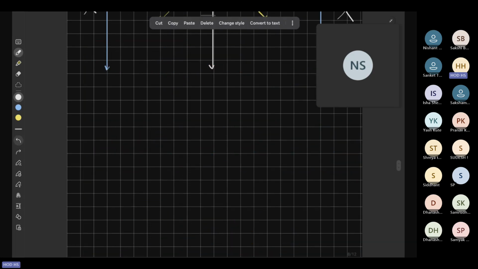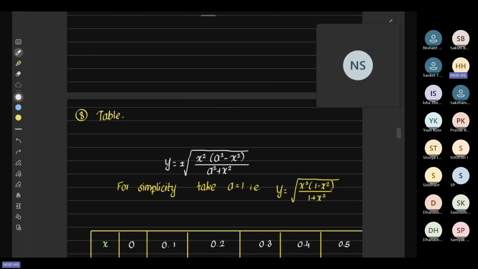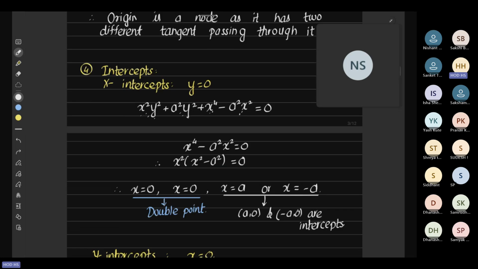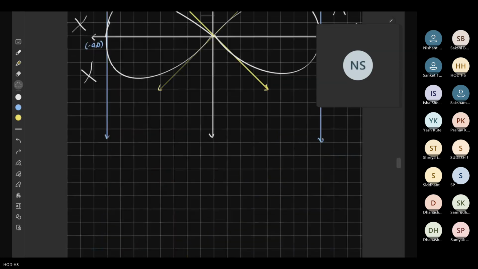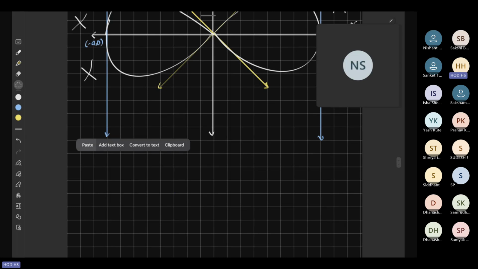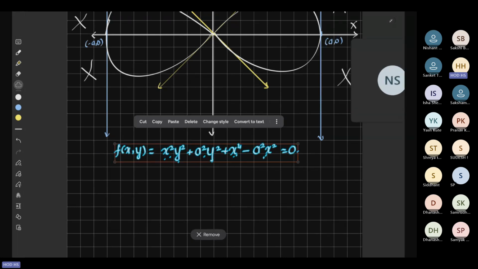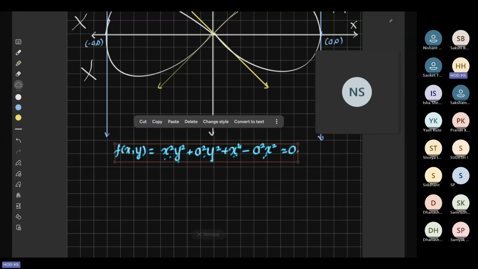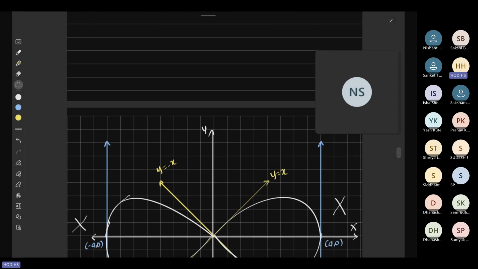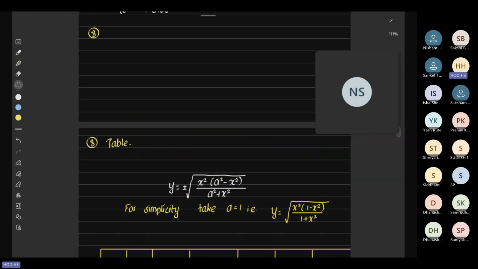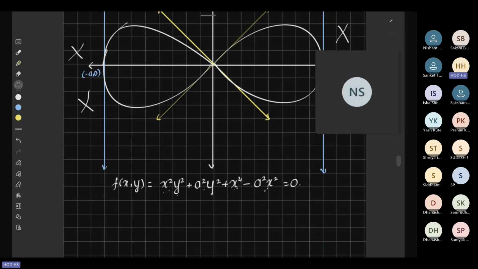I will just copy the given equation again from the start. So for this given equation, we have plotted our approximate curve. You can verify this curve in GeoGebra or in Desmos or any other software. You'll get a similar shape. Okay, so I guess you now understand how we are going to draw Cartesian curves.